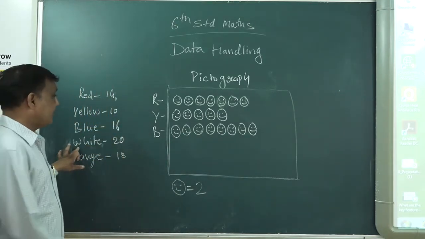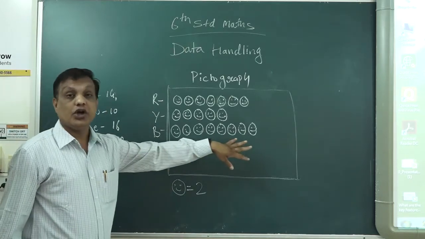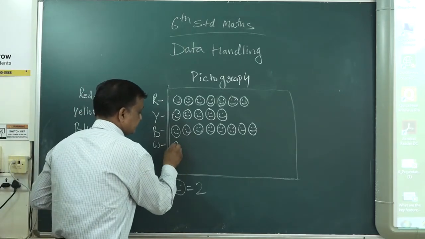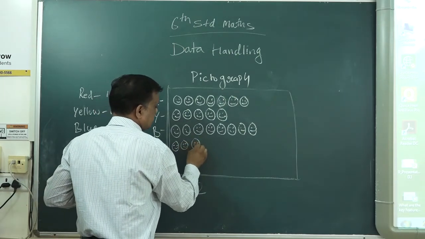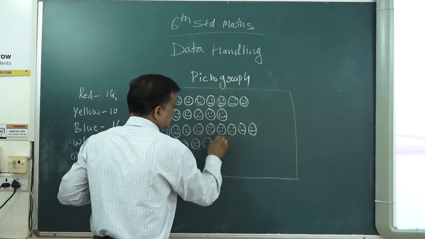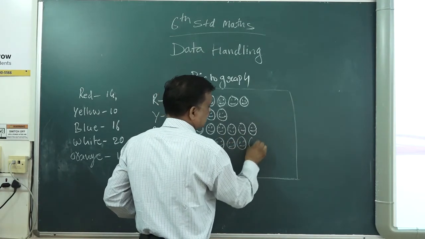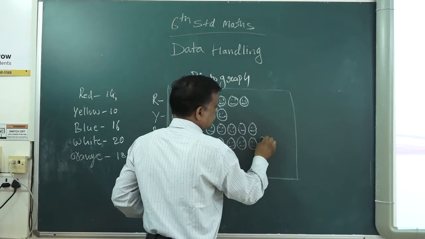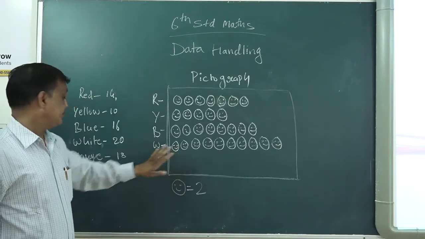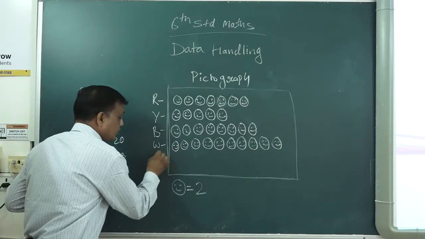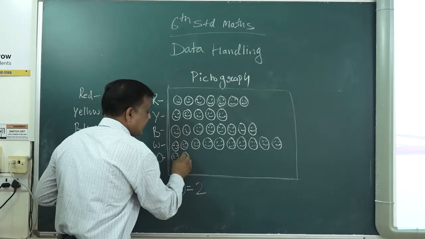8 faces means one face is equal to 2. So 8 faces means how much? 16. Now next one is white. I am taking here W for white. How many? 20. So how many faces do you draw? 10 faces. Now the last one is what? Orange. Here I am taking an O. How many orange? 18. So you draw 9 faces.